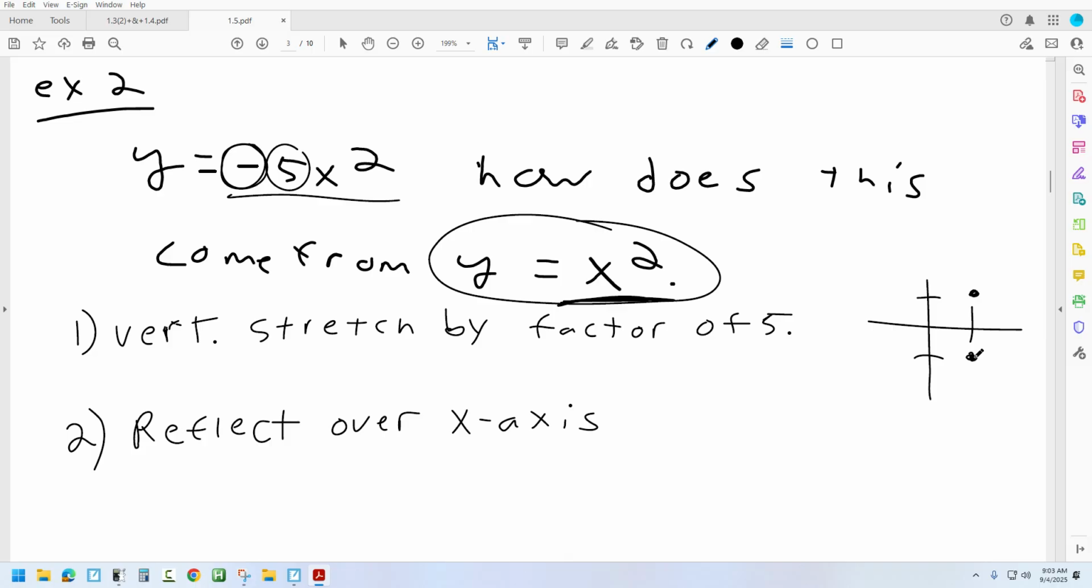Yeah, go ahead. The y value changes. Can you be more specific with how it changes? Okay. It goes to the opposite. So if it's (1, 1), it becomes (1, -1). Yeah, so the y value becomes the opposite.